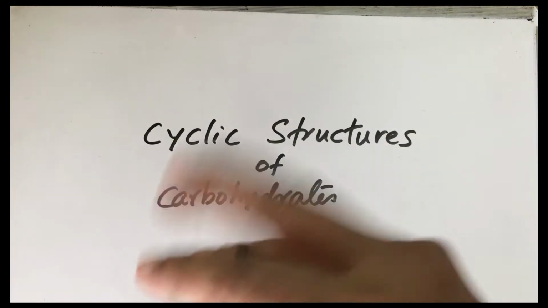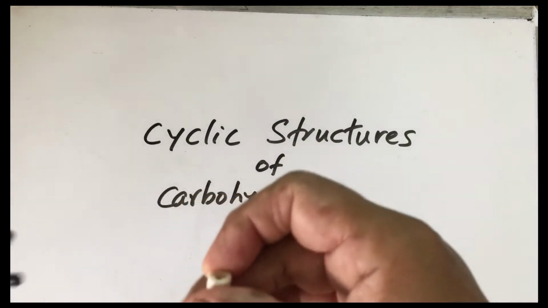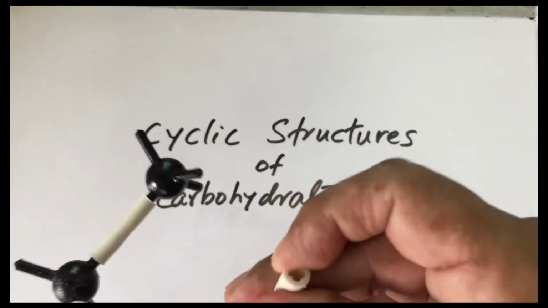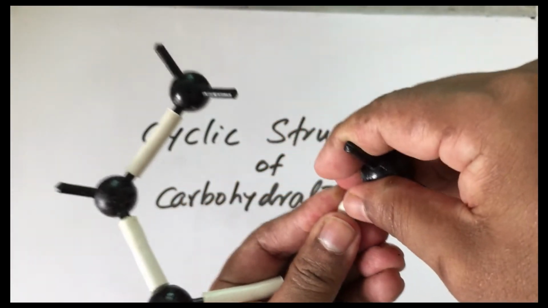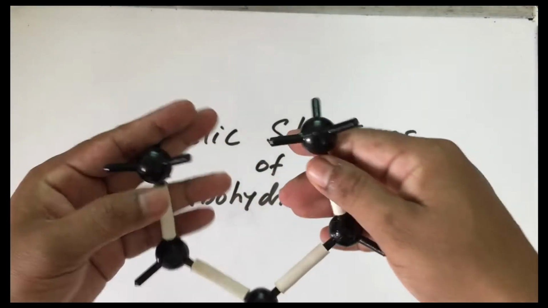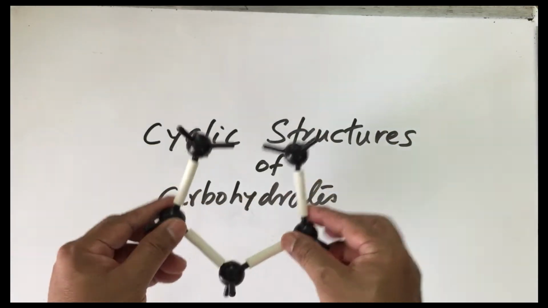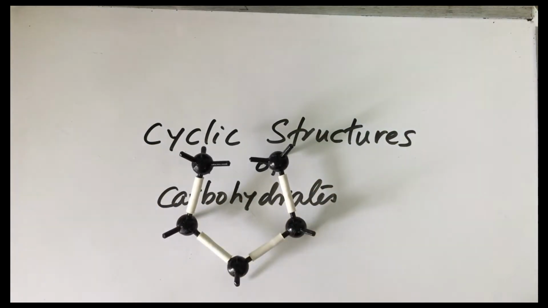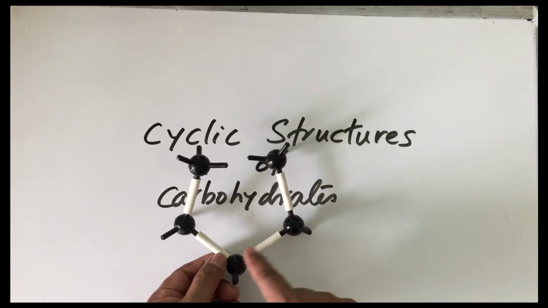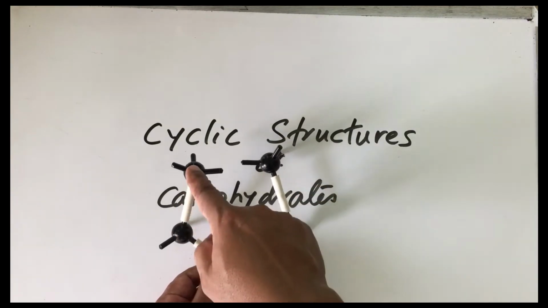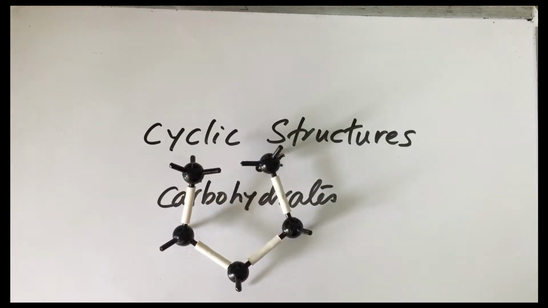Let us connect it with the fifth carbon atom. When you connect it with the fifth carbon atom, it forms something like this. Now, when you form this kind of cyclic structure, if you consider this is carbon number 1, this is carbon 2, carbon 3, carbon 4, carbon 5, the fifth carbon is very close to carbon number 1.